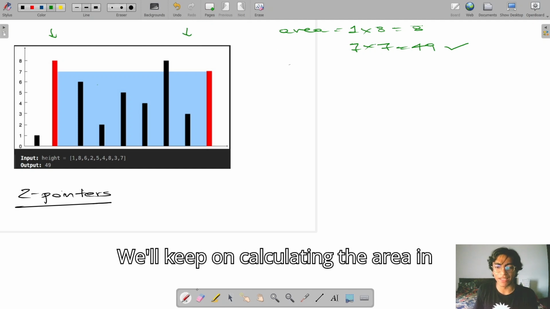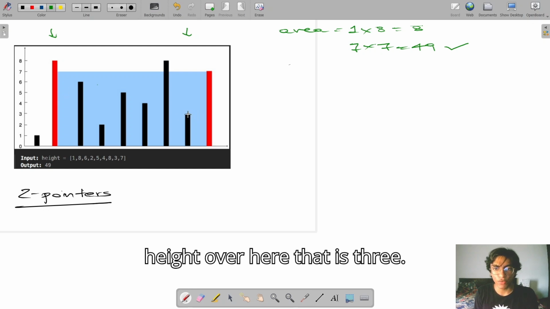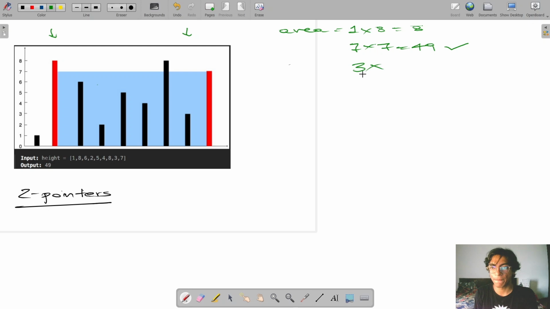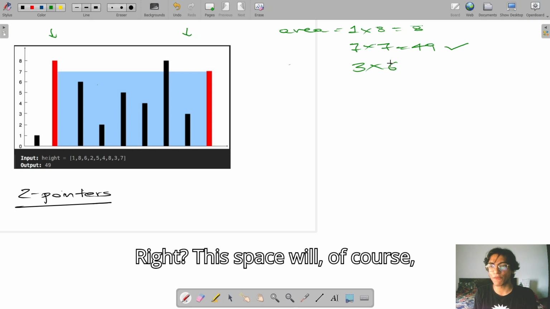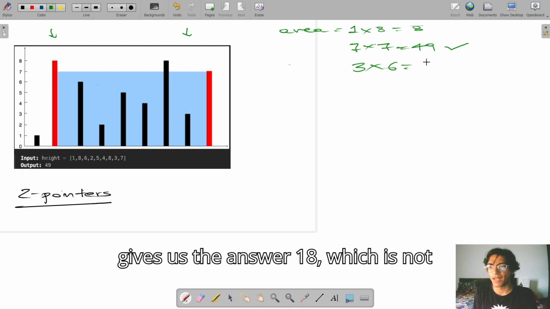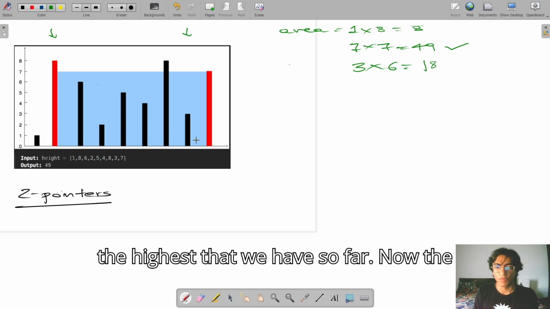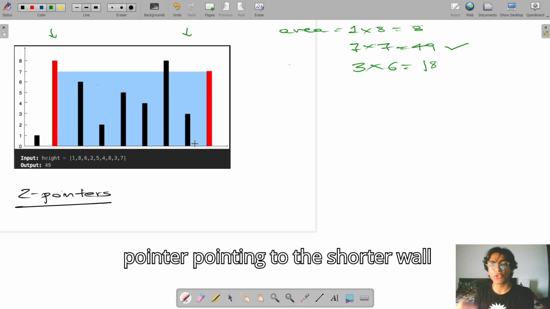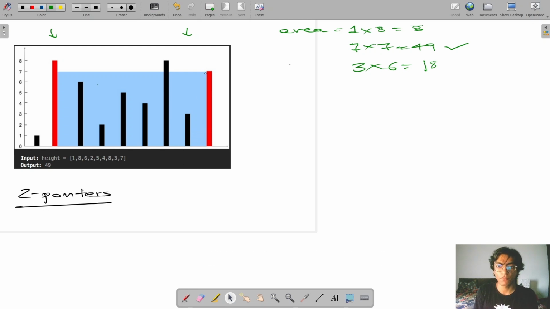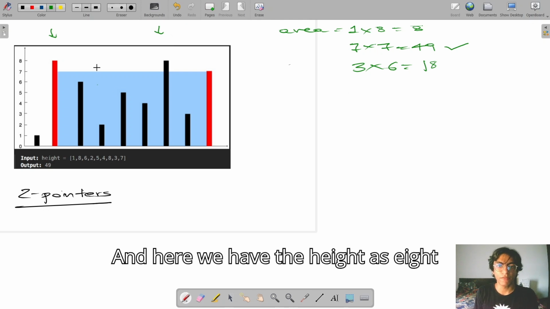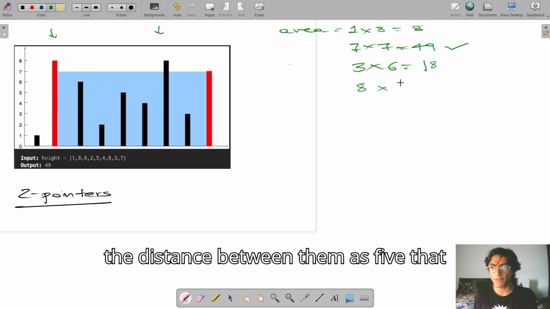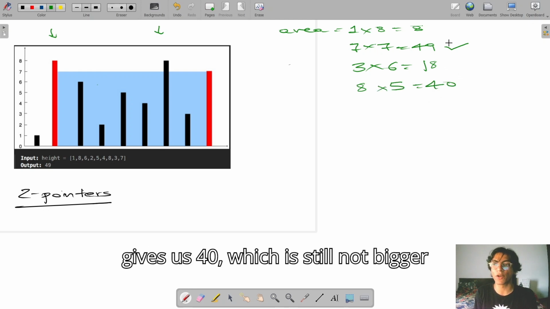We'll keep on calculating the area in such a manner. For example, you have the height over here that is 3. The space between them is 1, 2, 3, 4, 5, 6. Right? This space will of course decrease by 1 every single time. That gives us the answer 18, which is not the highest that we have so far. Now, the pointer pointing to the shorter wall moves again. And here we have the height as 8, the distance between them as 5. That gives us 40, which is still not bigger than 49.